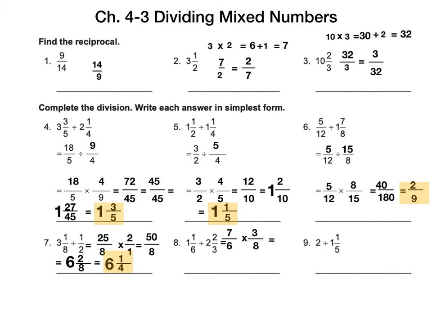So now I'm able to solve. 7 times 3 equals 21. 6 times 8 is 48. This problem cannot be reduced anymore. This problem is finished.